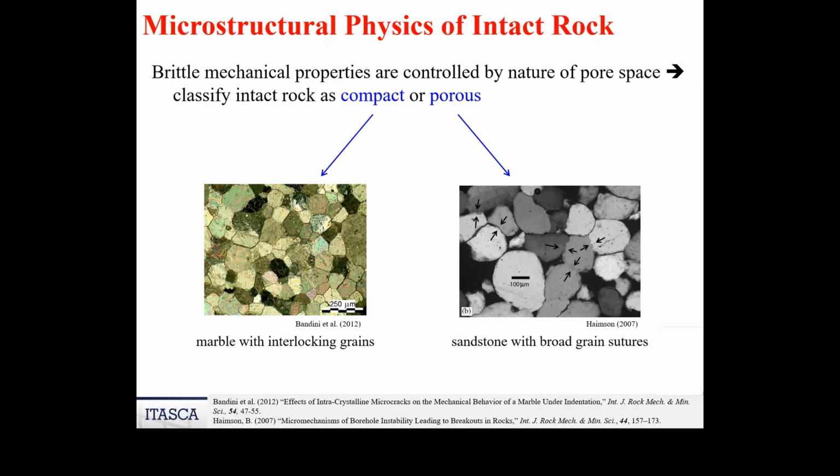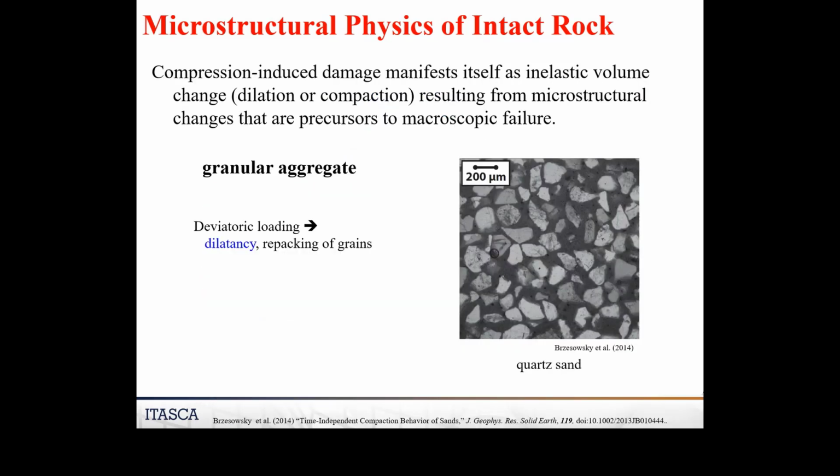The mechanical properties are really controlled by the nature of the pore space of the intact rock, and we can classify rock into two groups here, either compact rock or porous rock. And there's some examples of those two. The damage that we start to get manifests itself as inelastic volume change, either dilation or compaction. And this is happening because there are microstructural changes that are going on before you actually reach the full-scale macroscopic failure.